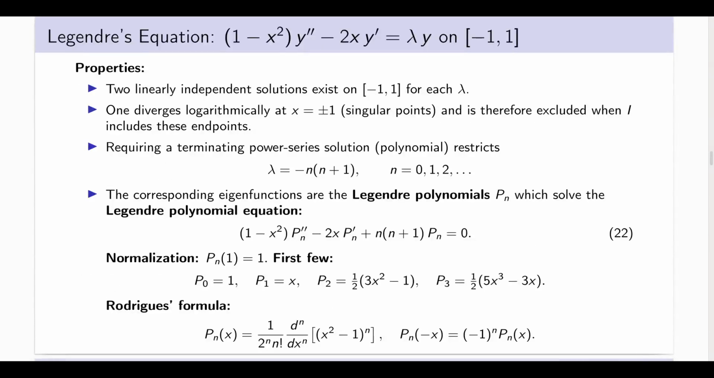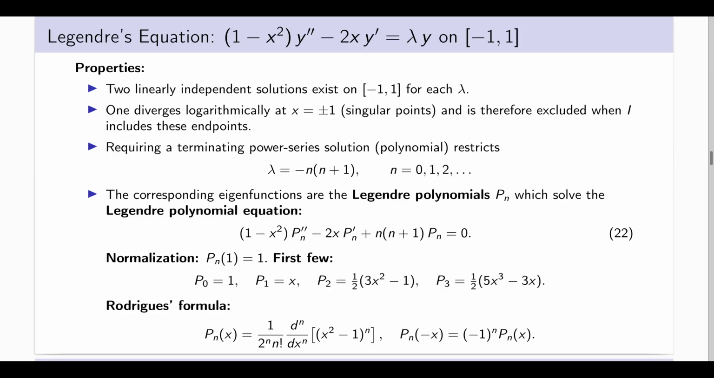The Legendre, Hermite, and Laguerre equations are classic examples of how requiring well-behaved, terminating series solutions quantizes the possible eigenvalues. In each case, physical or mathematical consistency turns a continuous spectrum of possible lambda into a discrete set, the hallmark of quantization. For Legendre's equation on -1 to 1, one solution is logarithmically singular at the endpoints, so regularity excludes it. If we also require a terminating power series, we get the Legendre polynomials with eigenvalues lambda equals minus n times n plus 1.